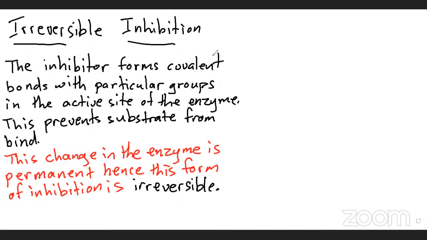In the non-competitive one, where the inhibitor binds to the allosteric site and will come back off, that part is reversible. But in this instance, where it is not coming off, or the change that is made is permanent, then that inhibition is irreversible. So once you have a permanent change in the enzyme, then it is irreversible.